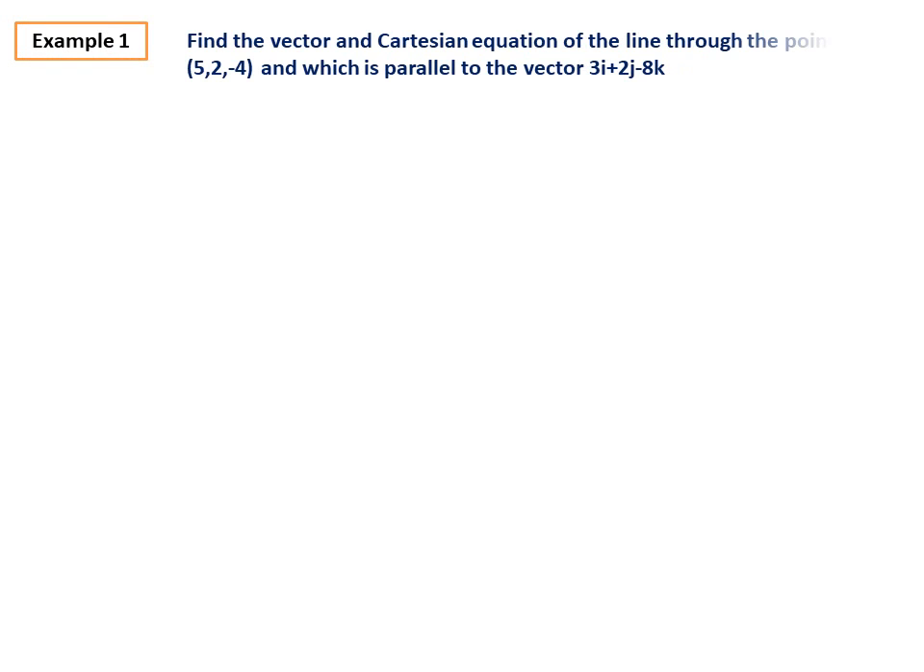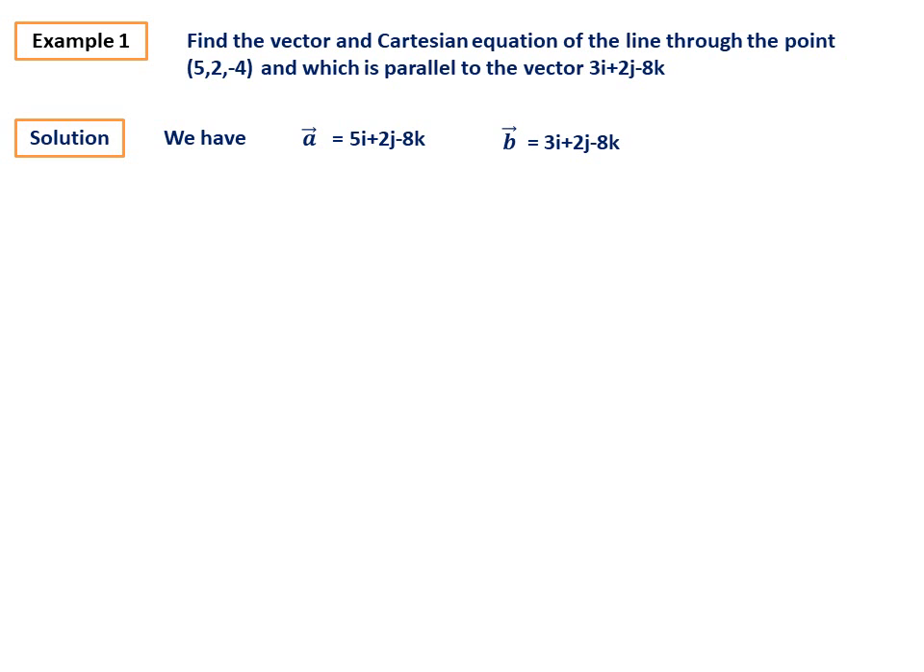Now let us take one example. Find the vector and Cartesian equation of the line passing through the point 5, 2, minus 4 and parallel to the vector 3i plus 2j minus 8k. So what is given here? We have vector A equal to 5i plus 2j minus 4k because the point is 5, 2, minus 4.